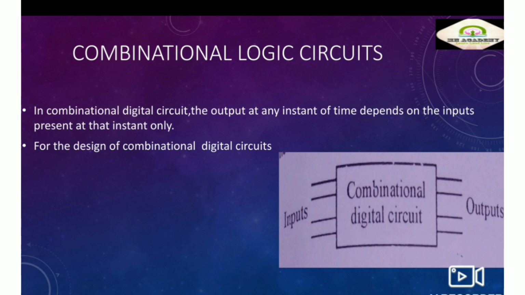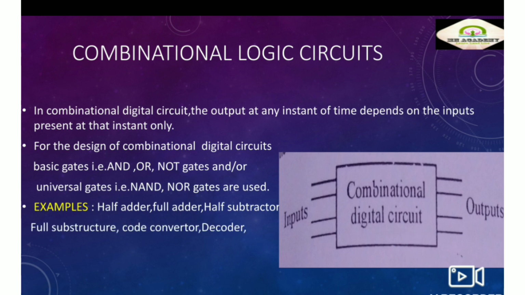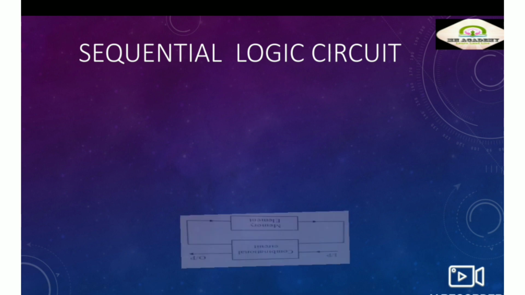For the design of combinational digital circuits, we are using basic gates and universal gates. Basic gates are AND, OR and NOT gates, whereas universal gates are NAND and NOR gates. The examples of combinational logic circuits are half adder, full adder, half subtractor, full subtractor, code converter, decoder, multiplexer, demultiplexer, encoder, ROM, etc. Next, let's discuss about sequential logic circuit.